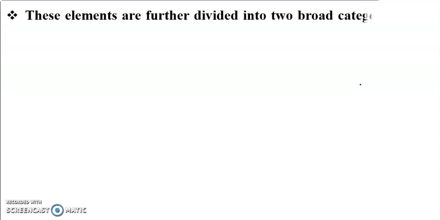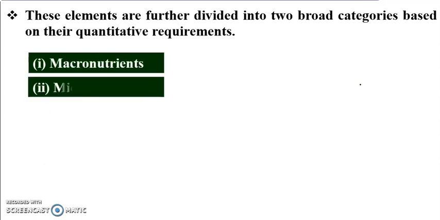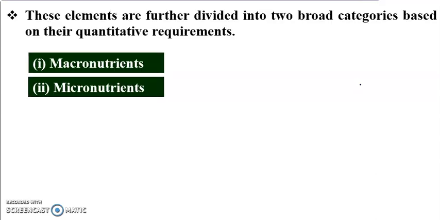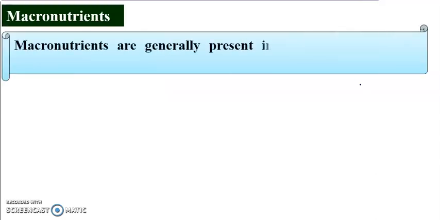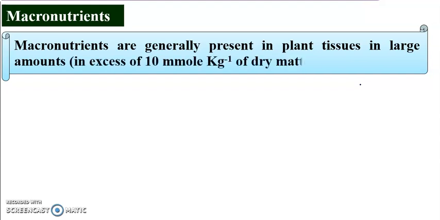So as a result, you have found essential elements, and those essential elements were further divided into two categories, macro and micro. Now what is this? Well, this is based on the concentration. Let us say if some essential elements are required in more quantities, we'll call them macro. If some are required in less quantities, we will call them micro. Macronutrients are generally present in the plant tissues in excess amount. What is that amount? There is a specific amount that has been identified, which is 10 nanomoles per kilogram inverse of dry matter.